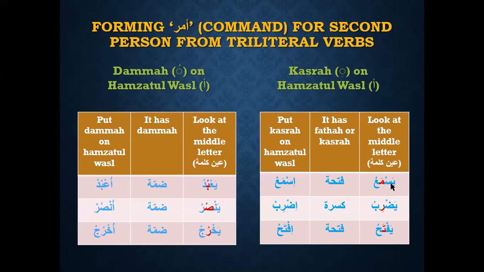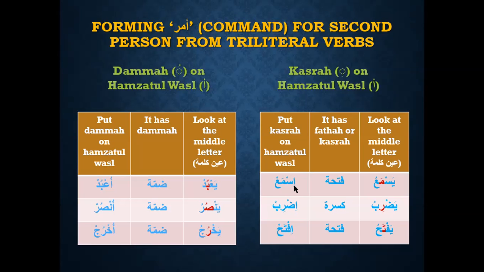This is what you have done. Look at that. This was yasma'u. Yasma'u, mudari of sami'a. So what happens here? First you would remove that ya. Once you remove that ya, what is the first letter? Seen, with the sukun on it. Can you pronounce that sukun? Sma'. No, you can't. You have to put hamzatul wasl. So there you go, that's hamzatul wasl here.